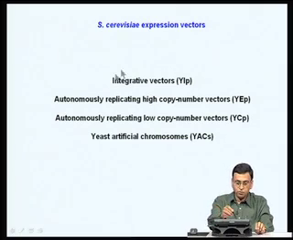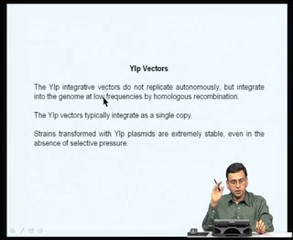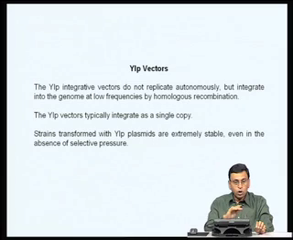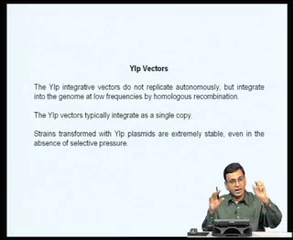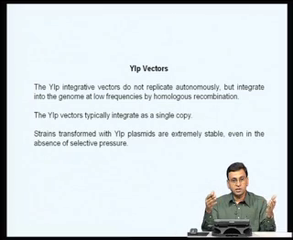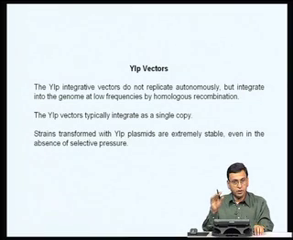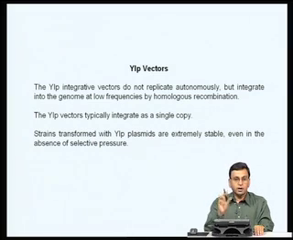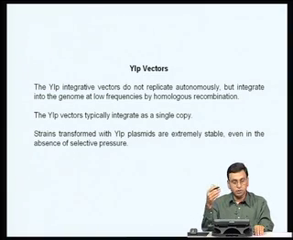So, let us now see what these various vectors are and what their distinguishing features are. The YIP vectors, or the integrative vectors, do not replicate autonomously. Remember, plasmid vectors which we discussed in prokaryotes contain their own origin of replication. So, they remain as extrachromosomal elements and they can multiply autonomously, independent of the chromosome. Whereas, in the case of yeast, the integrative vectors do not have such replication origins, therefore, they cannot replicate autonomously. So, once you clone your gene into a YIP vector, you have to introduce it into the chromosome; they integrate with the chromosome, and therefore, they replicate along with the chromosome.